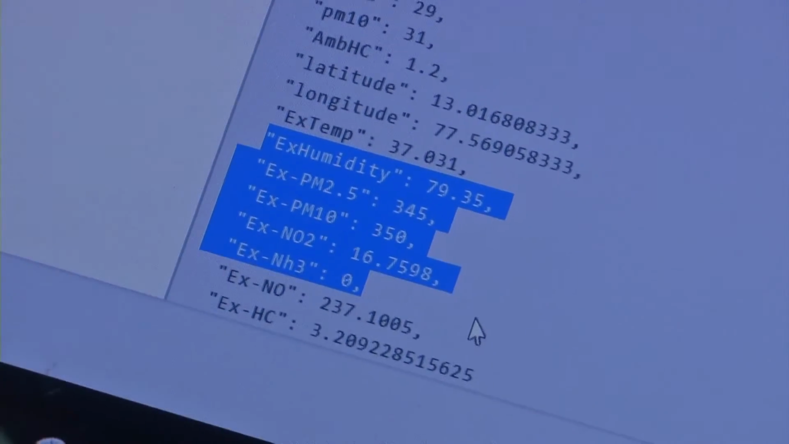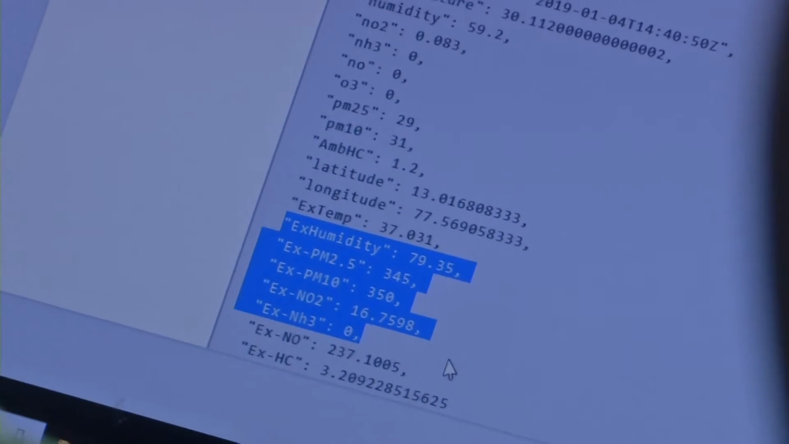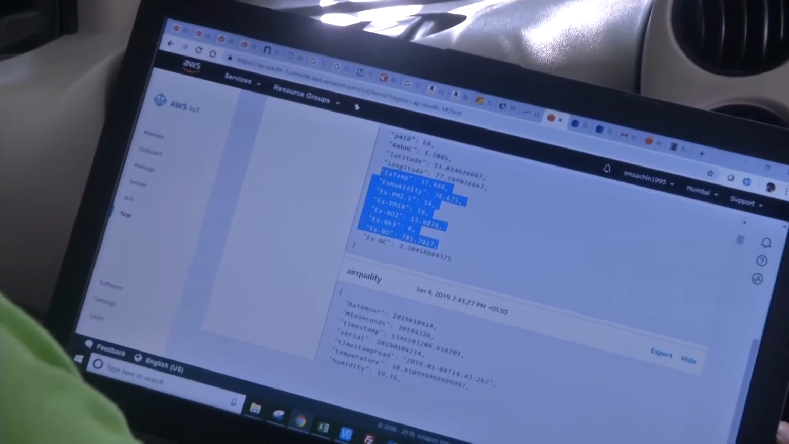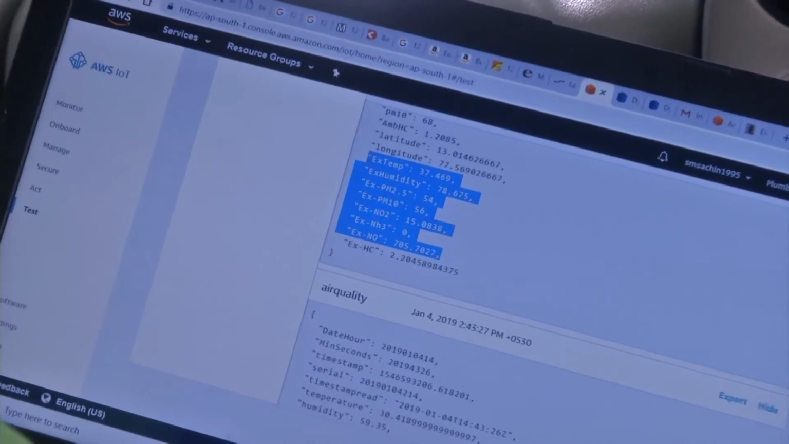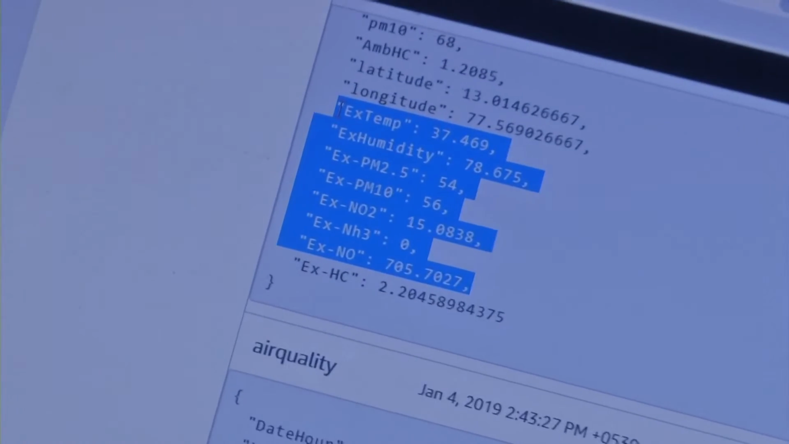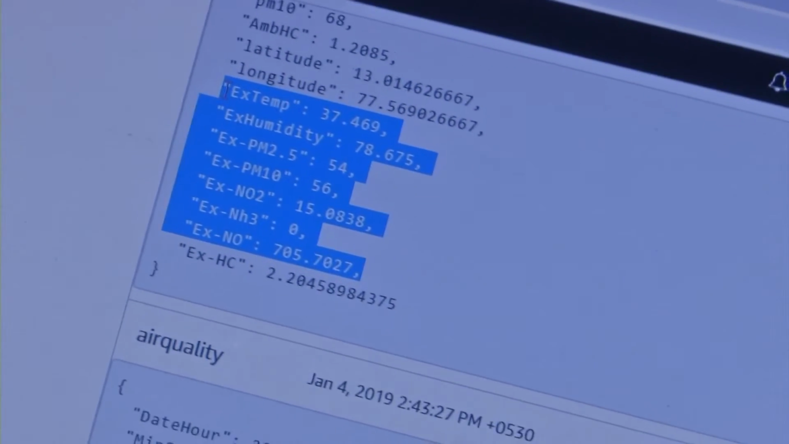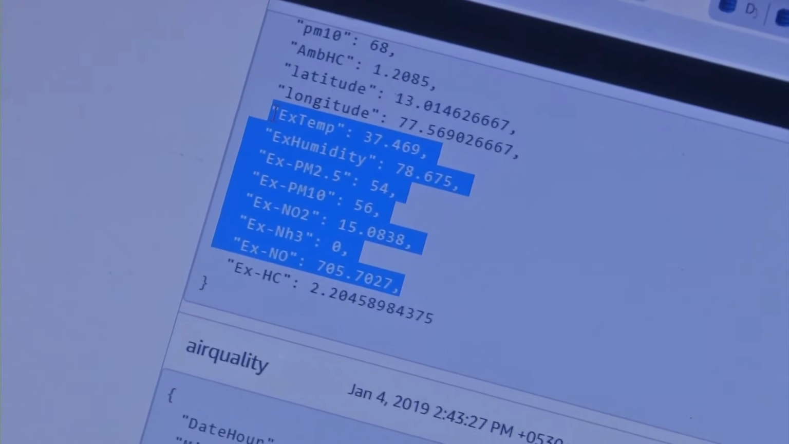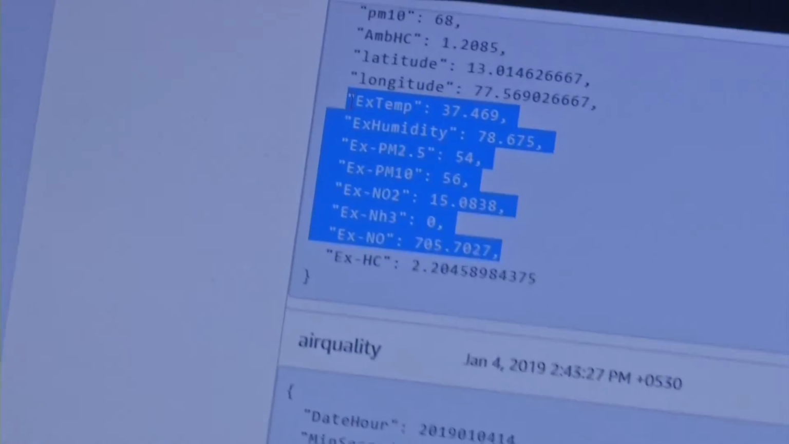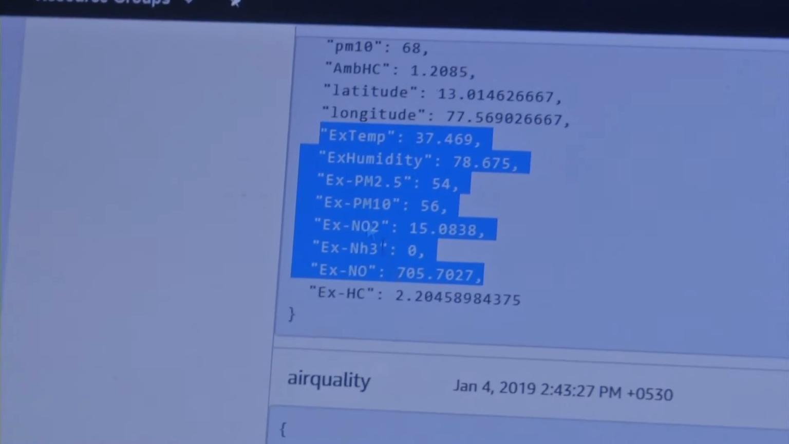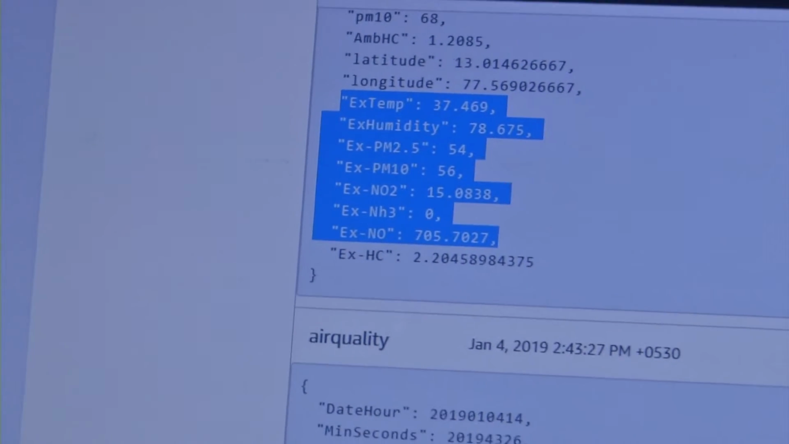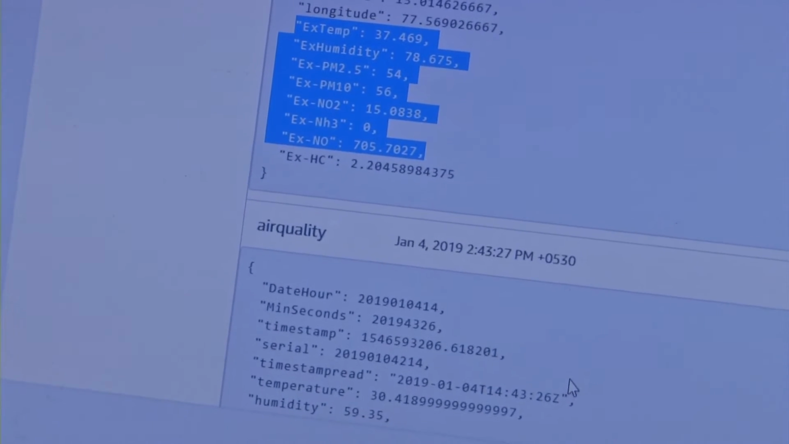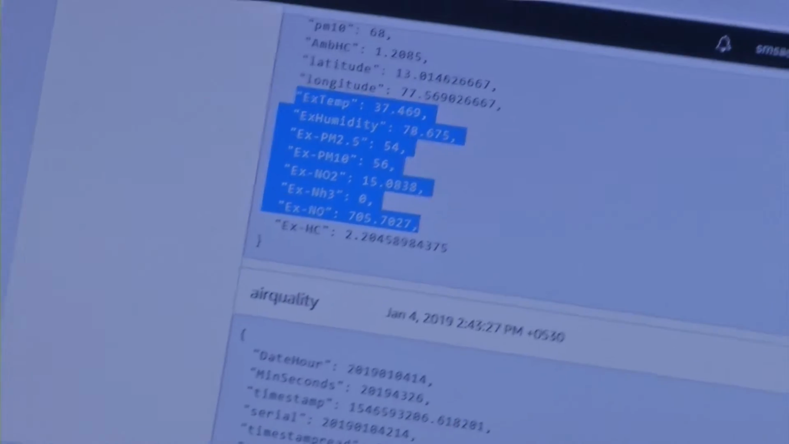As we go along, these values will start increasing, decreasing as and when we drive, and let us see them once in a way. Let us now look at another snapshot of exhaust parameters. The humidity has touched 78, exhaust particulate matter is at 54, PM10 is at 56, NO2 is 15, and nitric oxide is at 705, right? It is at 705. Okay, let us move on.